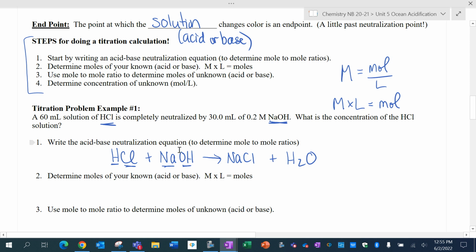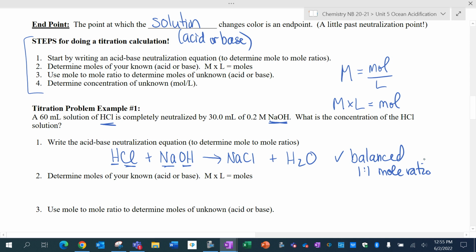I've got 2 H's, 1 chlorine, 1 chlorine. Cool, it is all balanced. So everything is a 1-to-1 mole ratio. All right, next step, determine moles of your known.